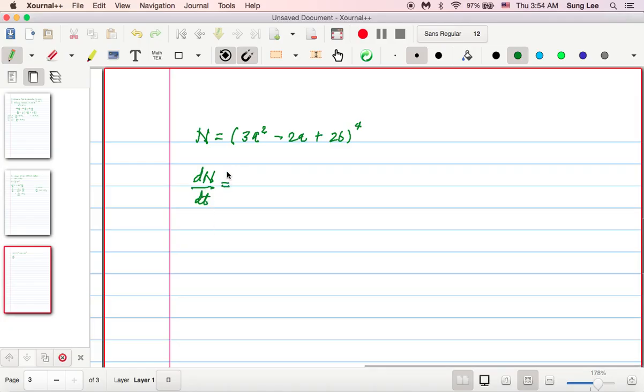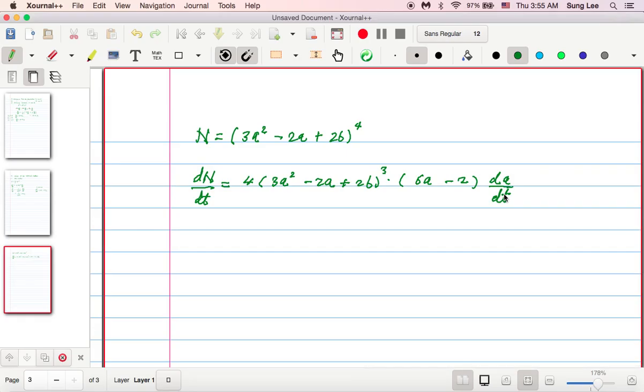So if you differentiate this, that's going to be 4 times (3A squared minus 2A plus 26) cubed, and then you have to multiply this by the derivative of the inside of the parentheses, by the chain rule. So that's going to be 6A minus 2. Again, we're not taking the derivative with respect to A, but with respect to t. So, one step further, you also have to multiply that by dA dt.